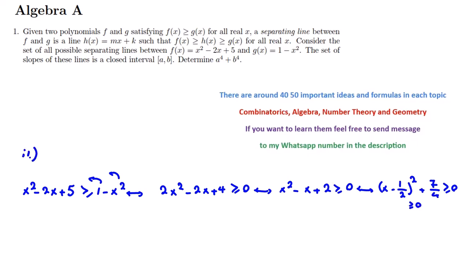So idea one is this. When you want to prove something, try to use squares. This is a square. Now, we want to find h of x. f of x is x squared minus 2x plus 5, and it is greater than or equal to h of x, where h of x is mx plus k. g of x is 1 minus x squared. We want to see all good slopes. For example, if you want to say m is good, if you find at least one k that is good, it will be okay.